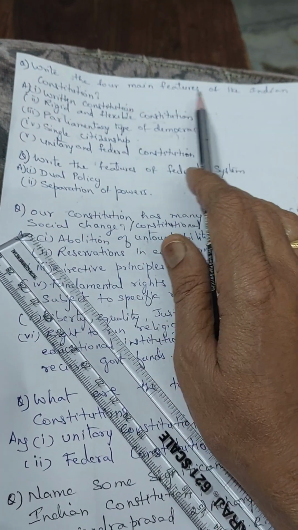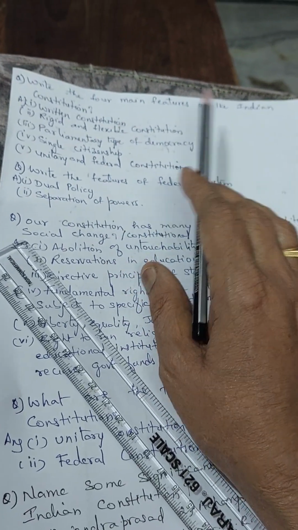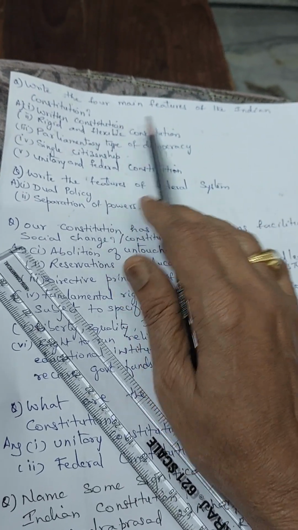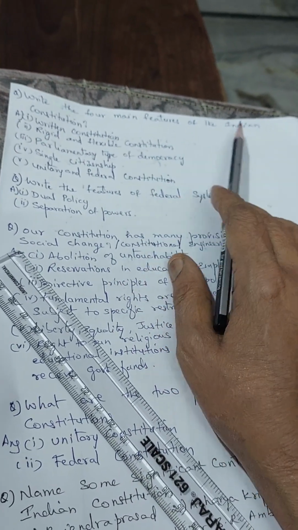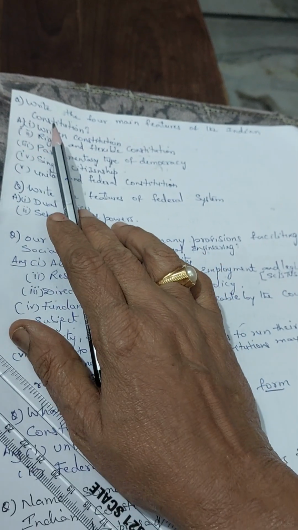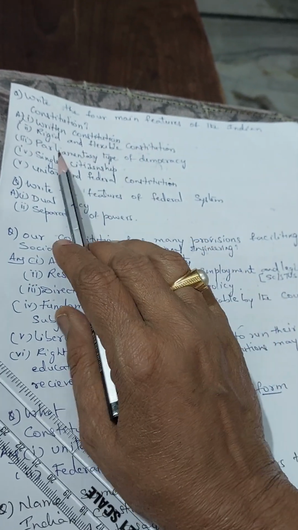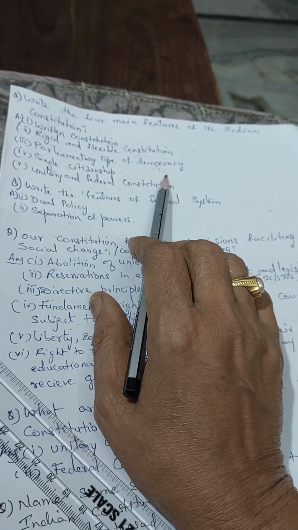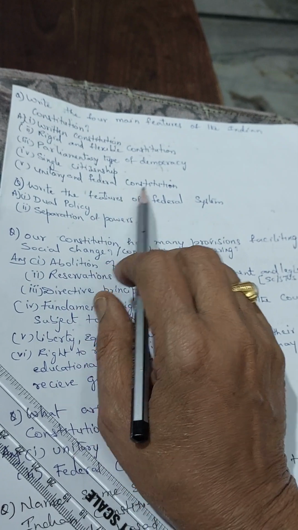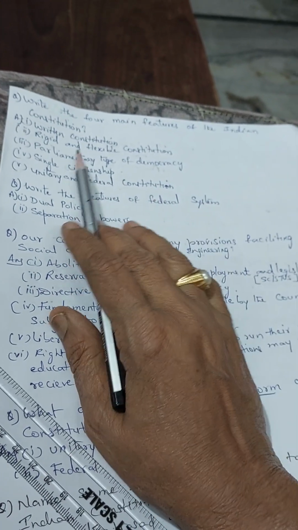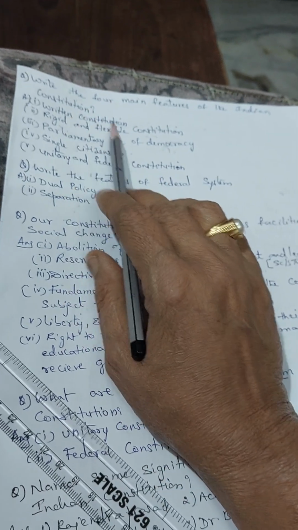Once again, I brought my video with the lesson The Making of the Indian Constitution. We'll see a few answers from this lesson, children. The first question here is the main features of the Indian Constitution. They are written constitution, rigid and flexible constitution, parliamentary type of democracy, single citizenship, unitary and federal constitution. These are the main features of the Indian Constitution. Let's see what it means.